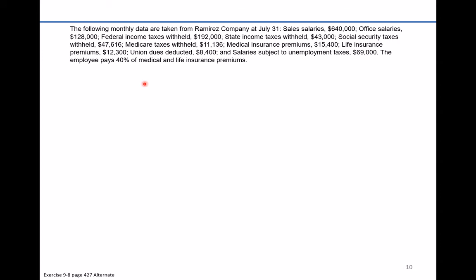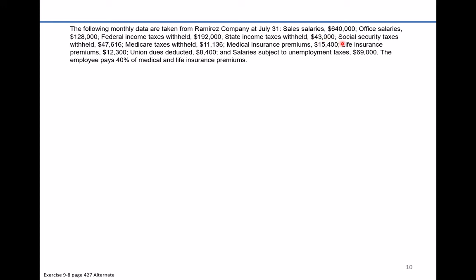Well, first let's realize, as the Learn Smart module said, that when companies pay out their employees their salaries, employees don't take home that full amount, do they? No, they have to pay taxes. In this case, these employees paid federal taxes of $192,000, all based on their various tax brackets. The state income tax was $43,000.